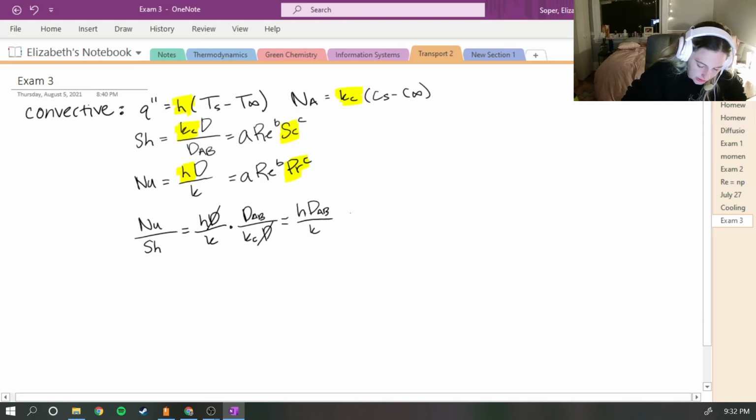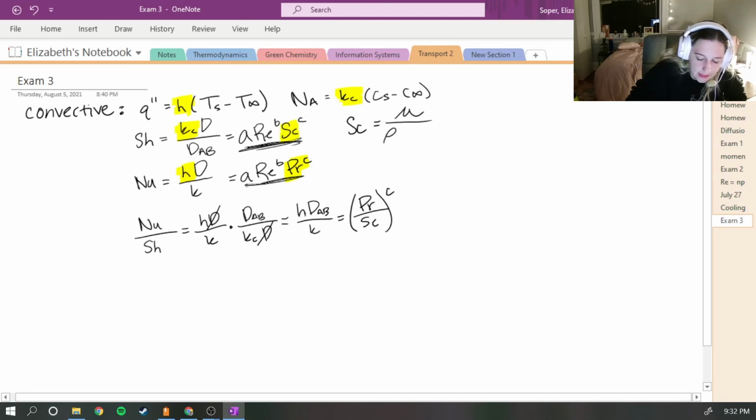And like I said, when we look at the Schmidt and Prandtl numbers, if we put this over this, then the A and Reynolds to the B are going to cancel, and then you get Prandtl to the C over Schmidt to the C, so it's going to look like this. So now, let's dive deeper into the Schmidt and Prandtl numbers. Schmidt equals the viscosity over the density times the mass diffusivity.